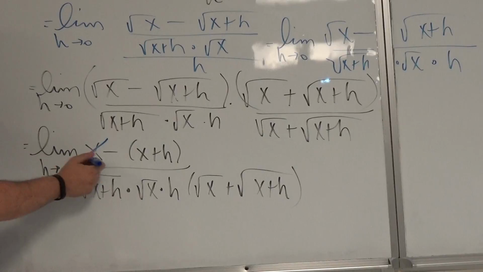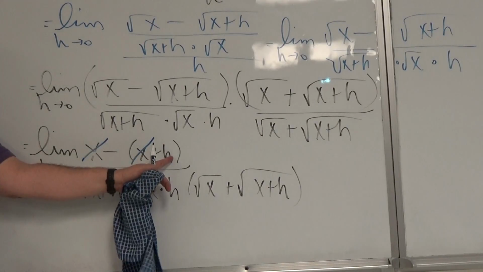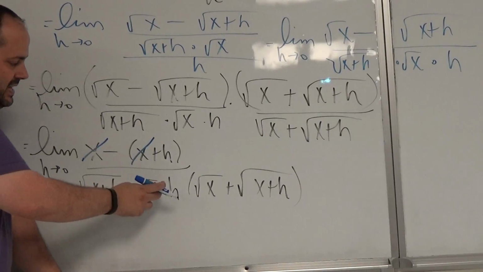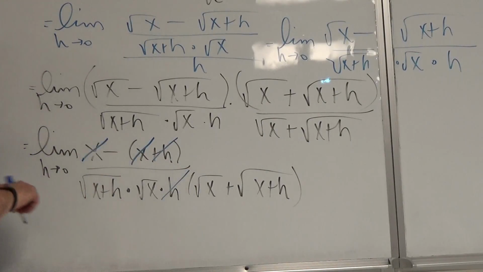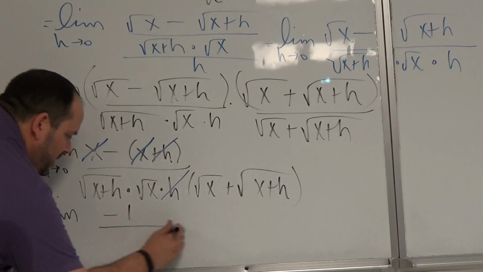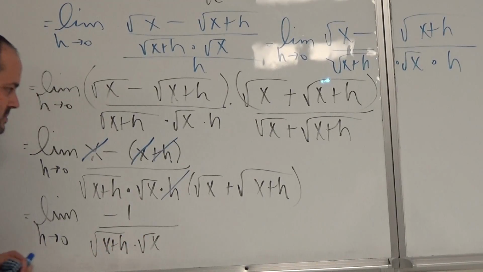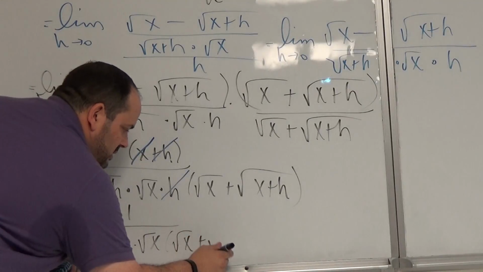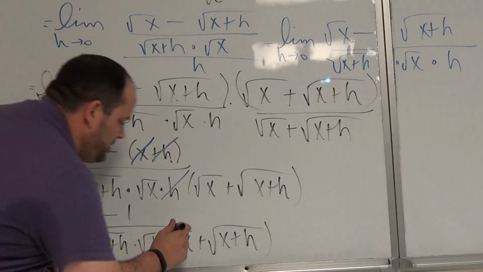X minus all this, those guys are going to cancel. I've got negative h in the numerator. I've got all this times that times h. The h's are going to cancel. I'm going to get the limit as h approaches 0 of negative 1 over the square root of x plus h times the square root of x, times square root of x plus the square root of x plus h.